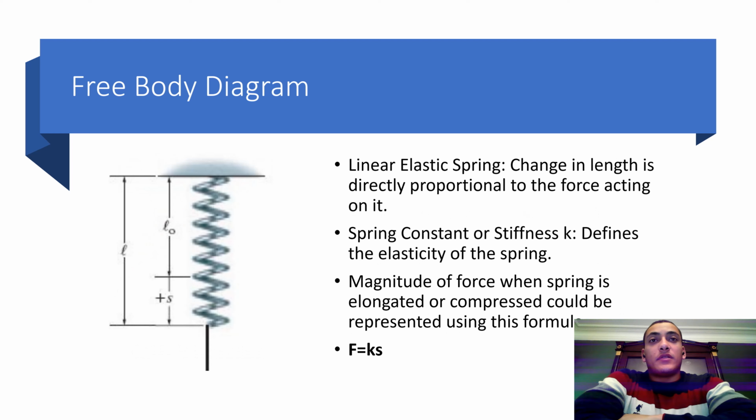Linear elastic spring: change in length is directly proportional to the force acting on it. Spring constant or stiffness, which is represented by k, defines the elasticity of the spring. The magnitude of the force when the spring is elongated or compressed can be represented using this formula: force equals ks, as you can see in the picture, which makes it easier for us to visualize the formula.